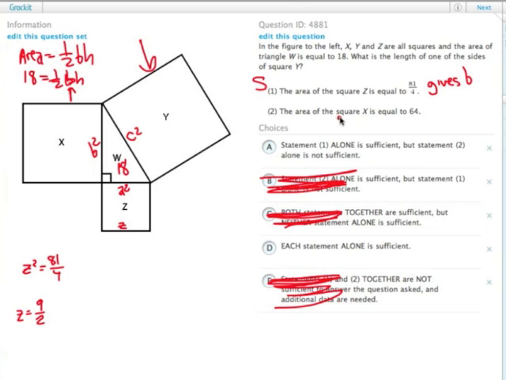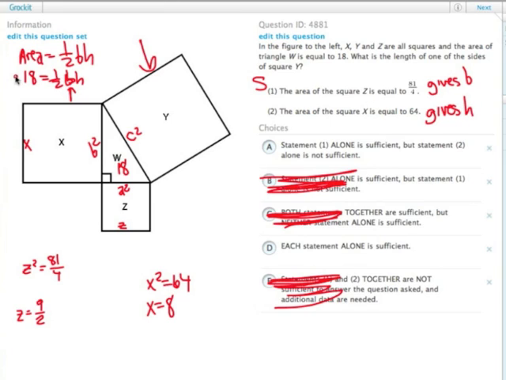Statement 2 tells us that the area of square x is equal to 64. We'll say that the side length of big X square is just a little x. So that area is that little x times itself. That's how you get the area of a square. So x squared equals 64. The one side of square x equals 8. And here we've gotten the height of the triangle. So this one gives us h.